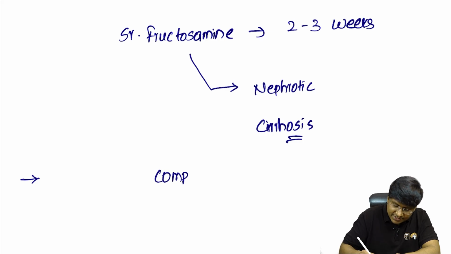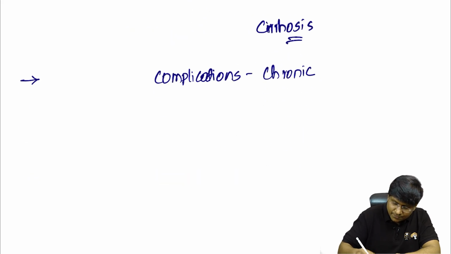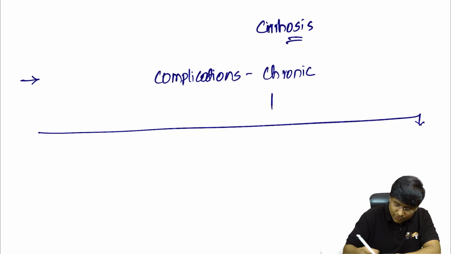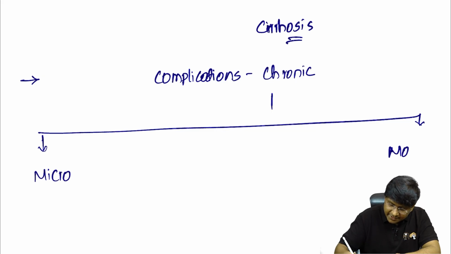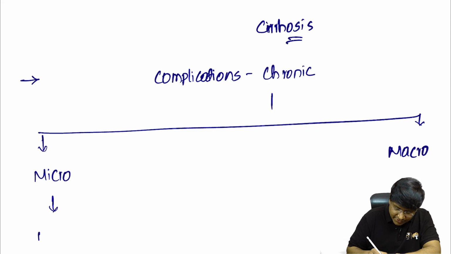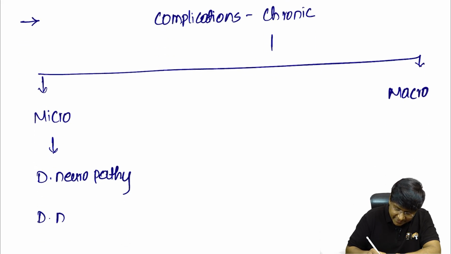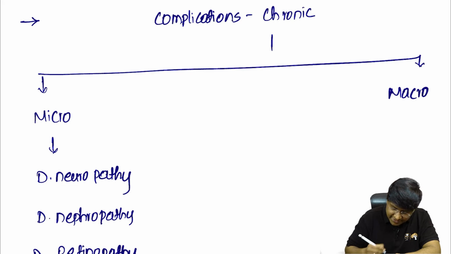So I have already discussed the acute complications, but if you take the chronic complications in diabetes mellitus, we classify them into the microvascular complications and then macrovascular complications. Microvascular complications include diabetic neuropathy, then diabetic nephropathy, then diabetic retinopathy. So these are the microvascular complications that you will have in patients with diabetes mellitus.